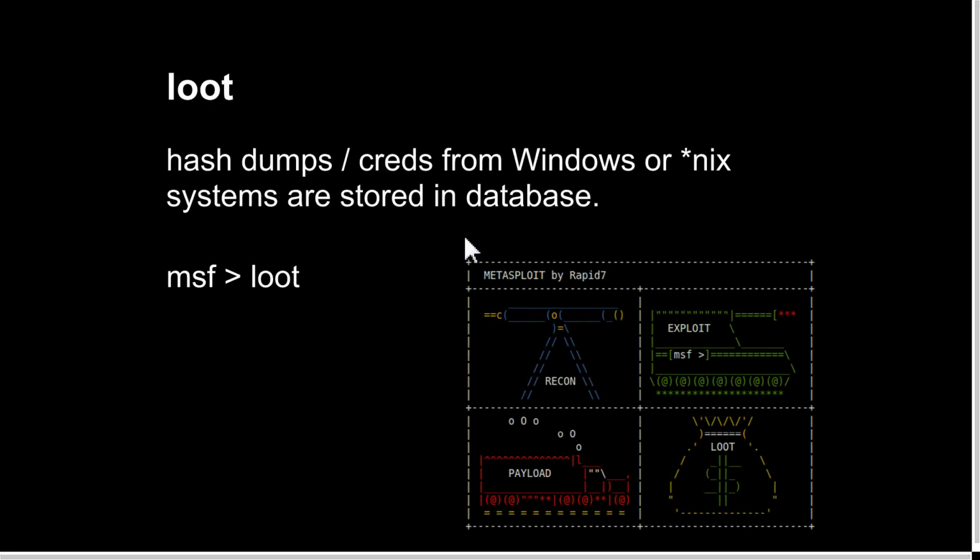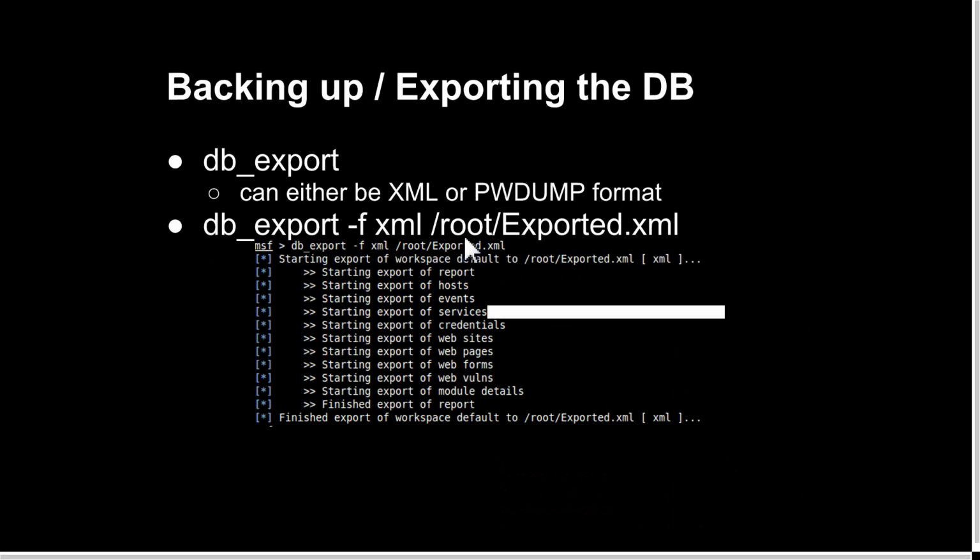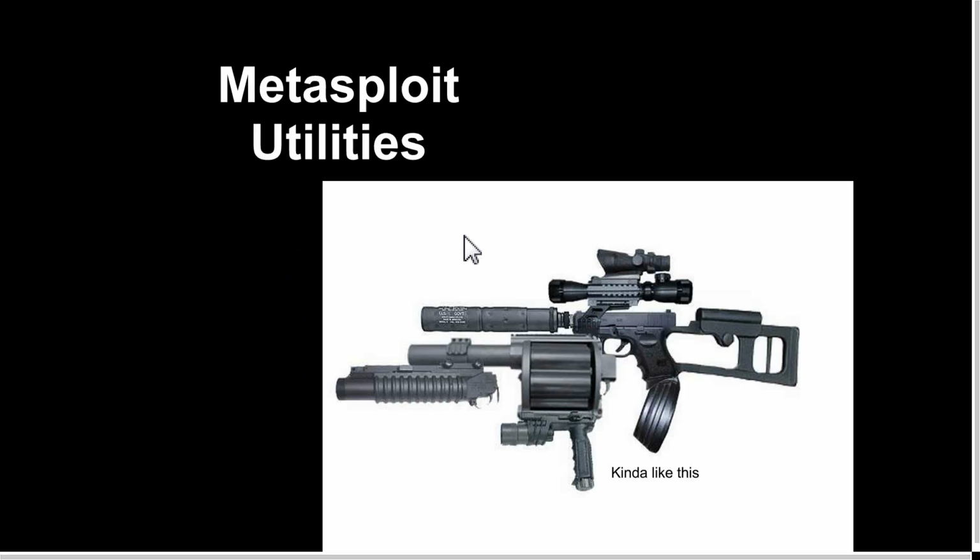Loot, like I said, will display and is populated with all the hash dumps and credentials stolen from victimized systems. So when you're done gathering all that information for the day, it's always wise to export the database, perhaps to an XML file, so you can import it later or use it in a report. It's also very wise for taking snapshots or checkpoints of your progress.